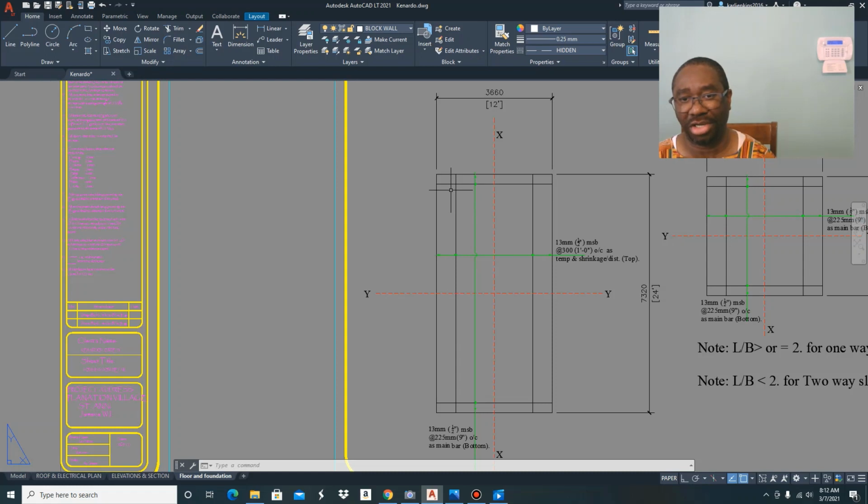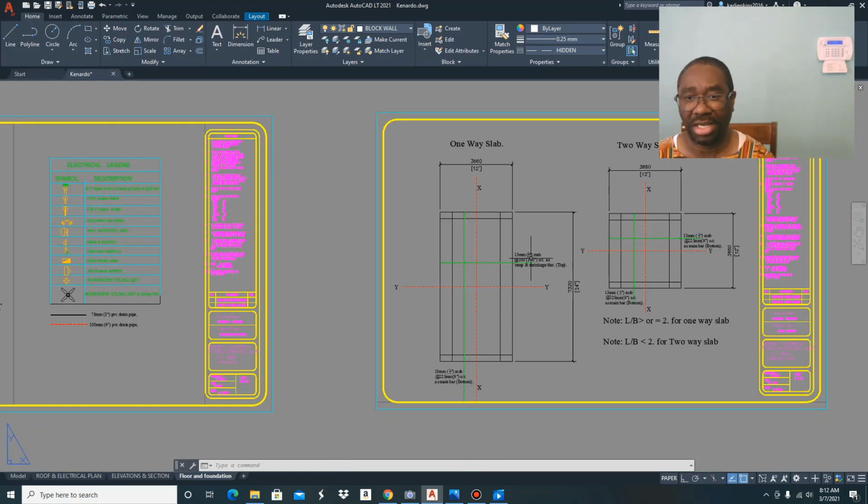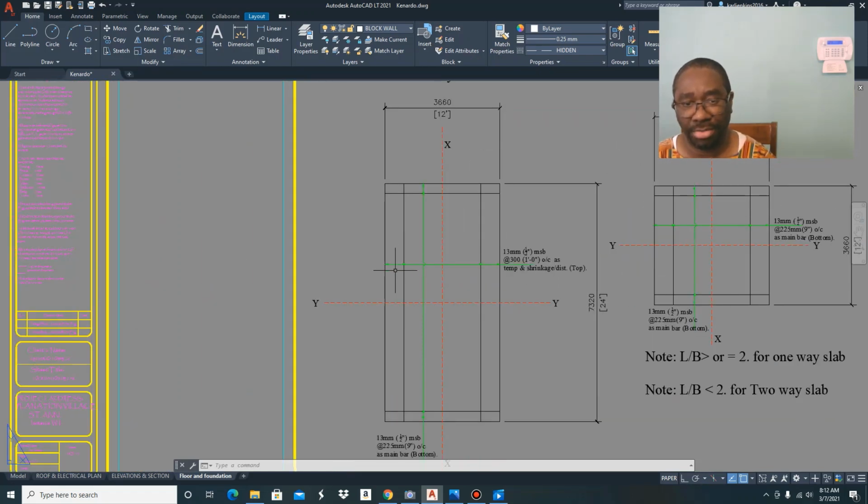So what the temperature and shrinkage bar does is to prevent the concrete member from shrinking past its original dimension, so that the concrete doesn't move from 5 inches or 6 inches as it was originally designed to 4 or 5 inches. So that is why it is called temperature and shrinkage bar. But in our system, the Jamaican system, it is called the distribution bar.